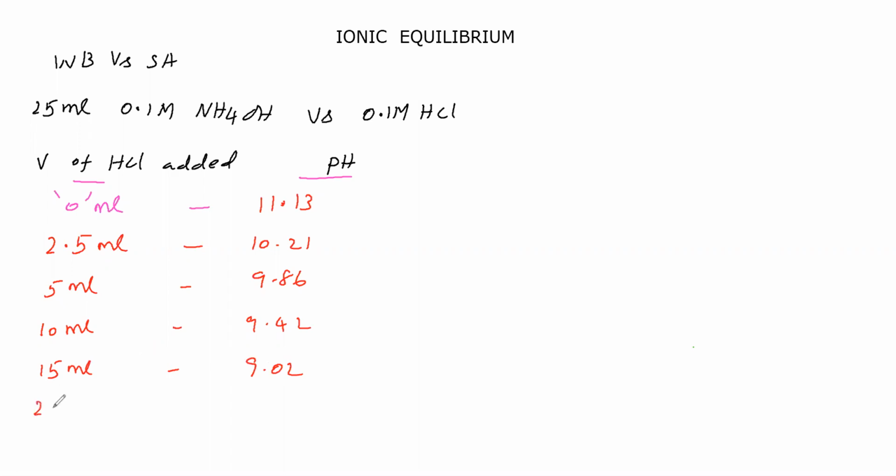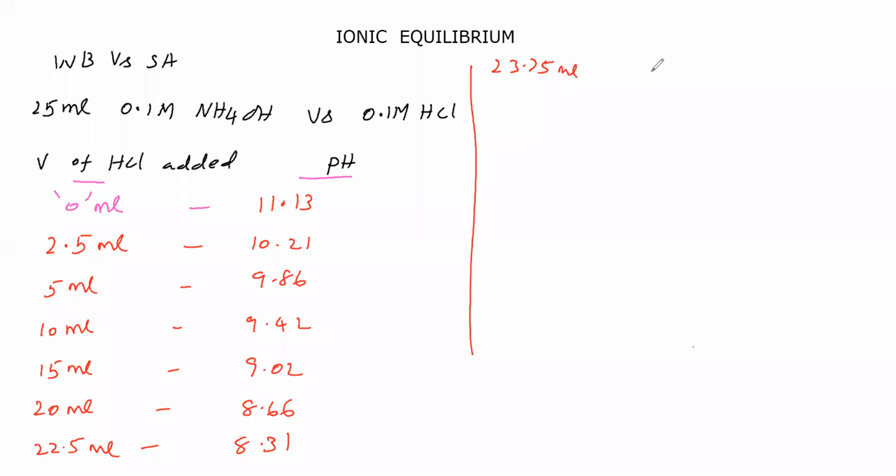Continuing, we added 20 ml of HCl in total. Now the pH of the solution in the conical flask is 8.66. Then, continuing, we reached 22.5 ml in the burette. Now we got 8.31 in the resultant solution in the conical flask. Next we are continuing. Now we added 23.75 ml in total. The pH is 7.28.